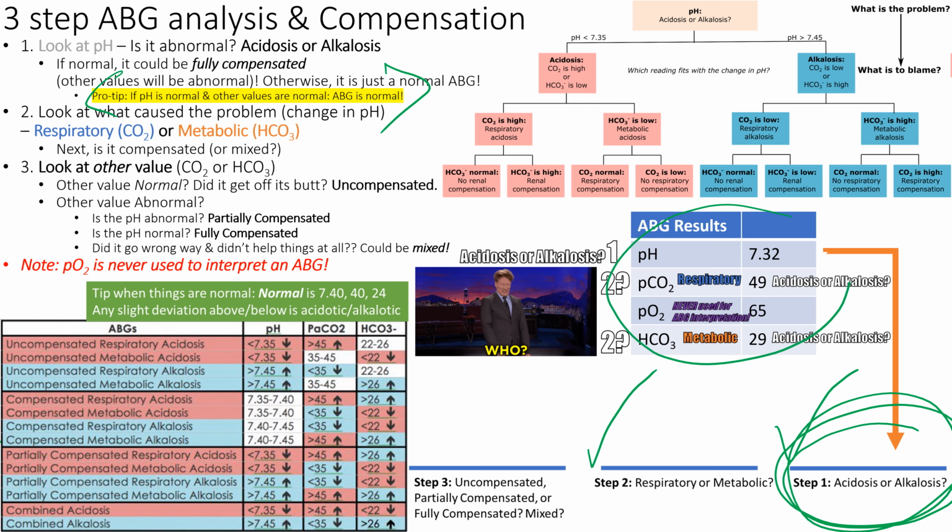So in this ABG right here, I got 7.32. Is it acidosis or alkalosis? That's acidosis, right? And then I've got to say, well, which one caused it? Did 49 cause it, or 29 cause it? 49, go. So 49, we think of CO2 as an acid, so I'm building up more acid than 35 to 45, so I have an acidosis on my hands. You can have mixed acidosis where both of them are acidotic. We'll touch on that on the next slide. But for the most part, it's probably going to be one or the other. So that's what causes acidosis.